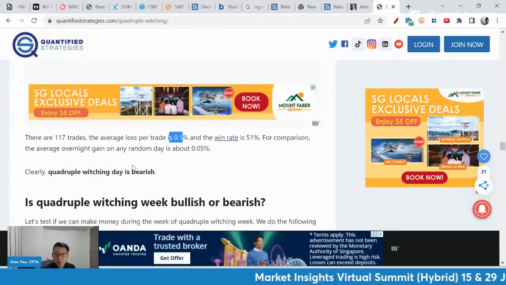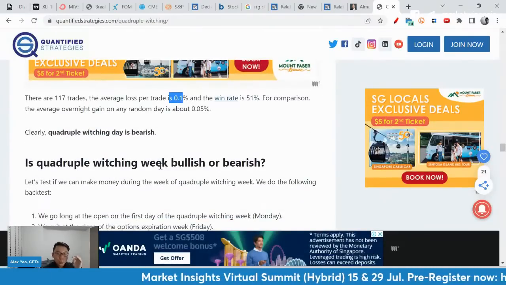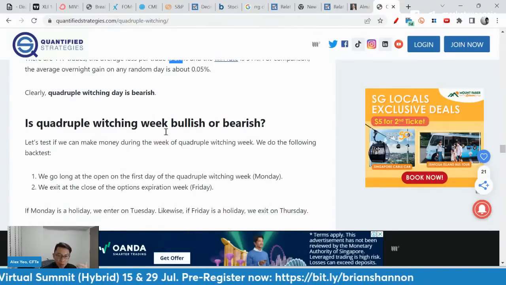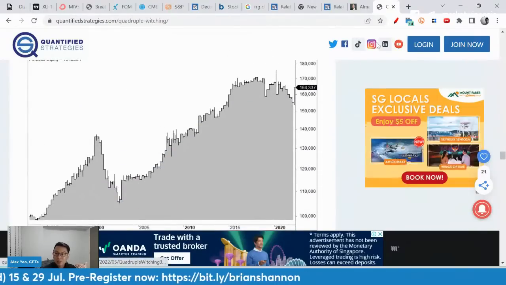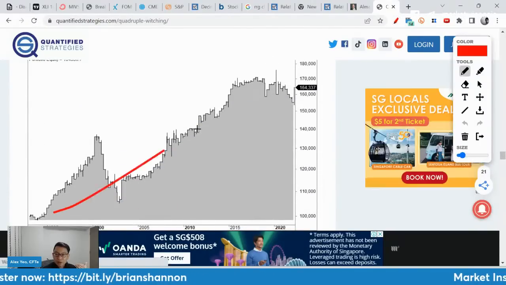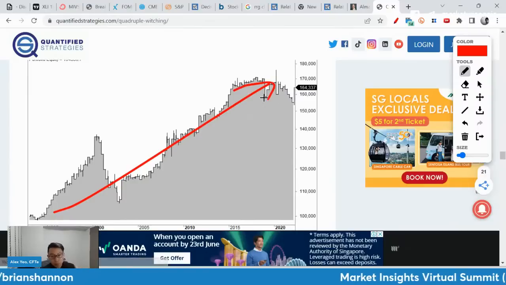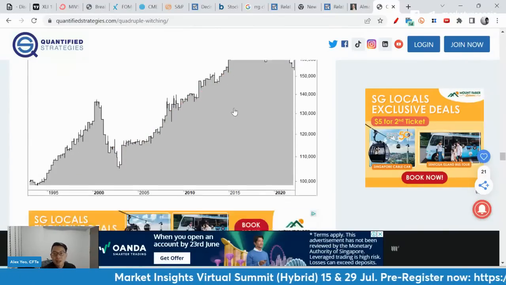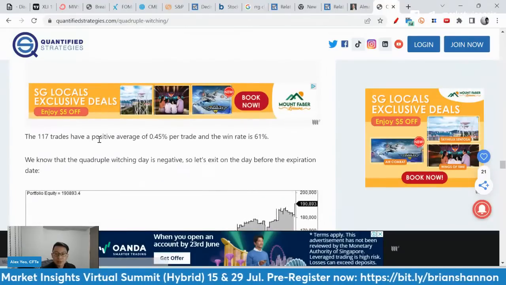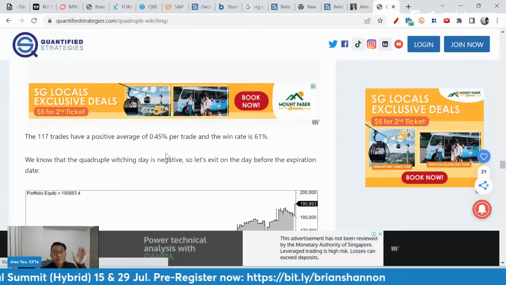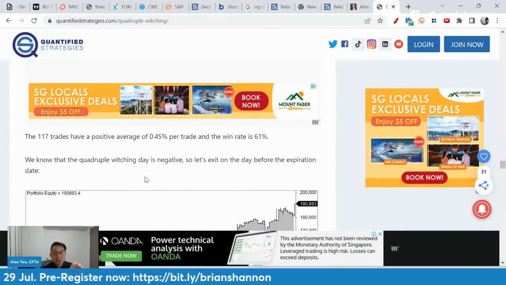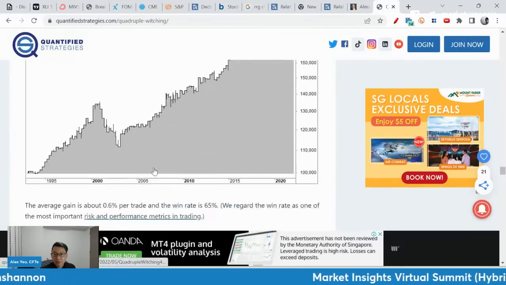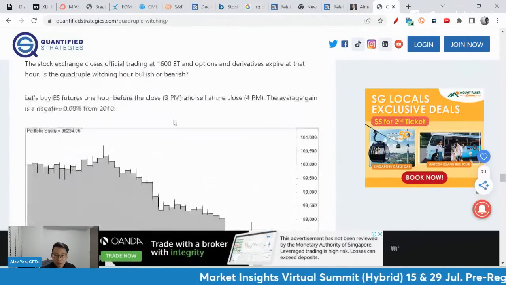It is actually bearish. And the quad witching week itself, is it bullish or bearish? From Monday to Friday, the whole week, on the backtesting, the week itself is actually bullish. Basically from this week's Monday to now Friday, it is bullish, with a positive average of 0.45%. But Friday itself is negative. Monday to Thursday tends to have quite a positive rate. Can you see over here? And this one is more important.